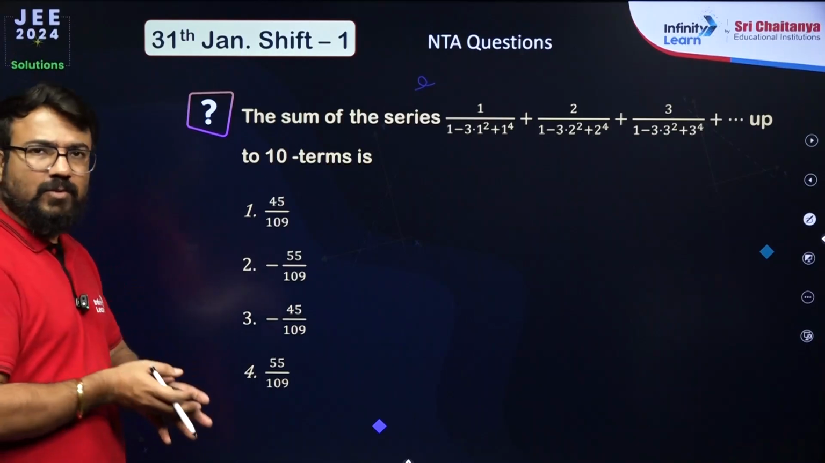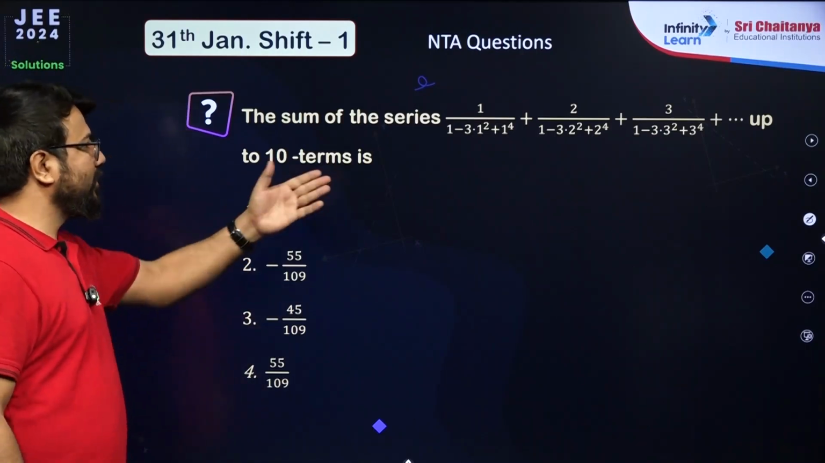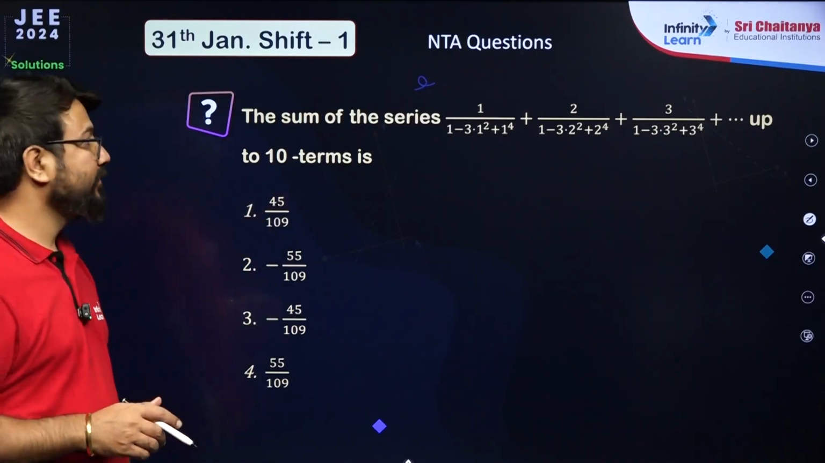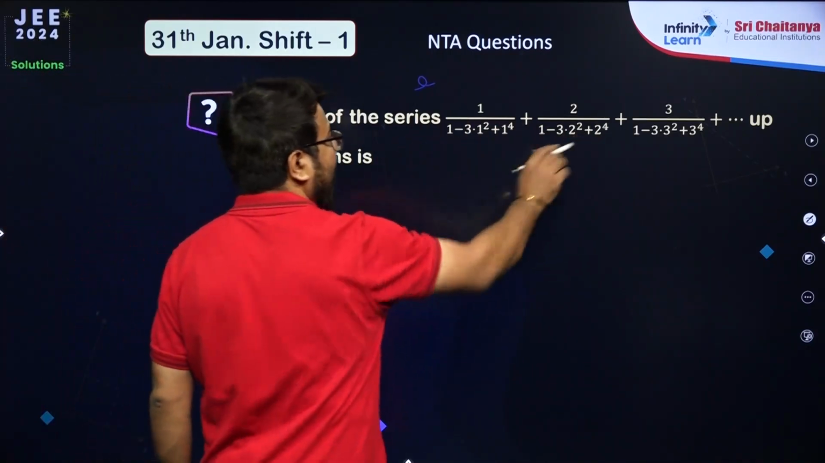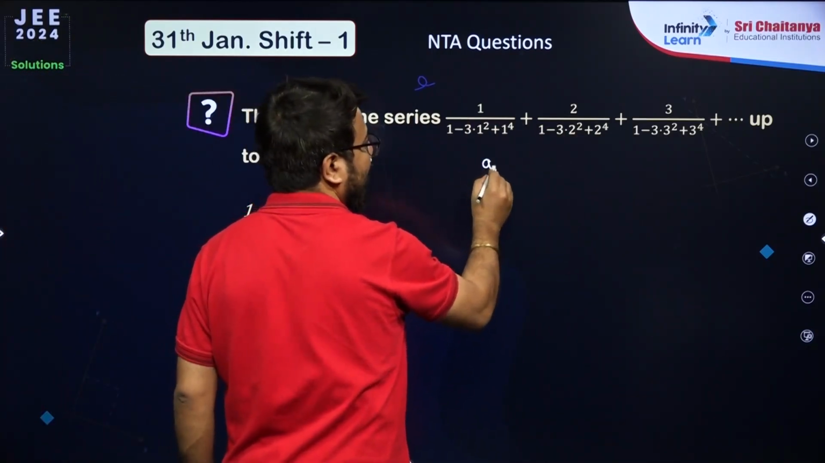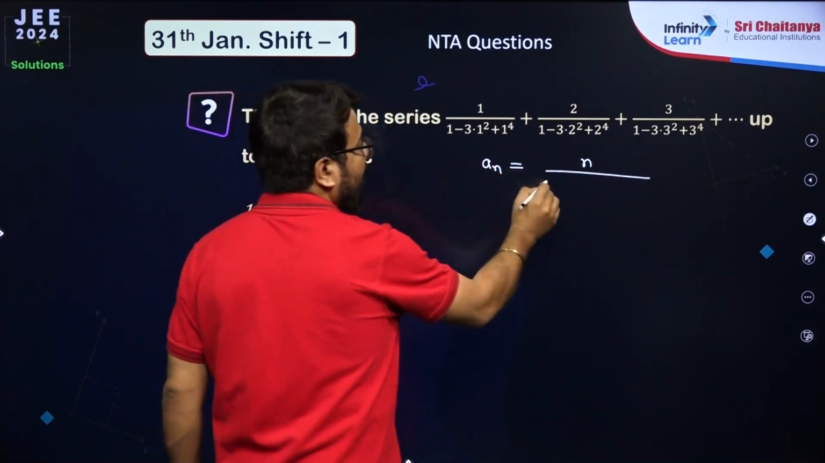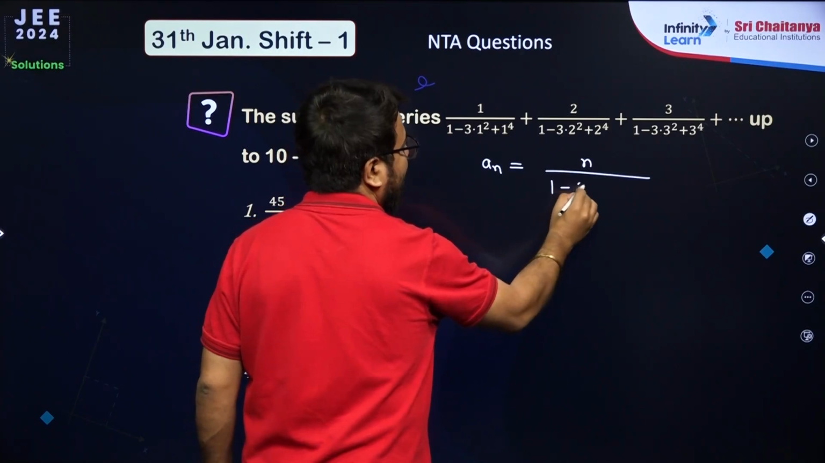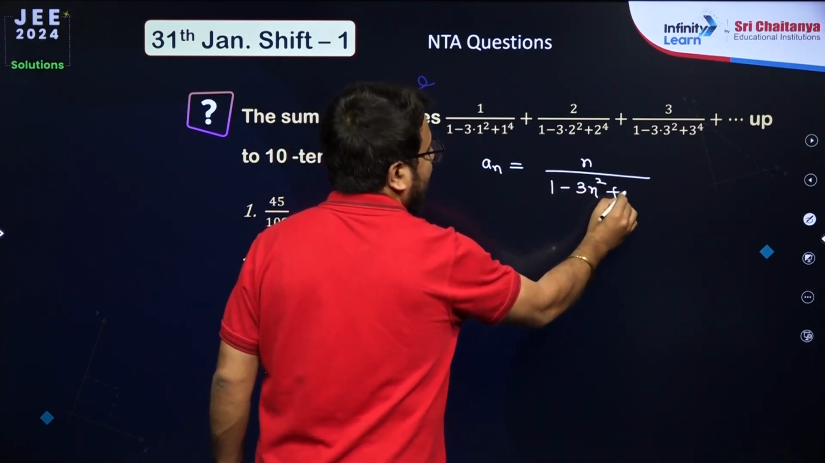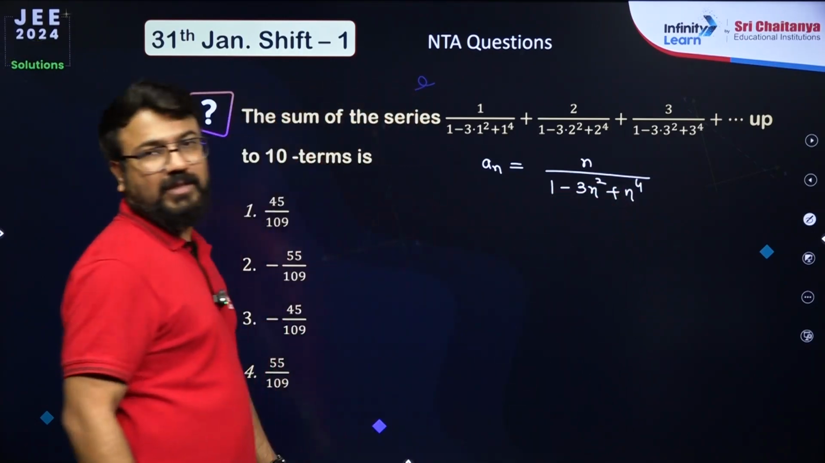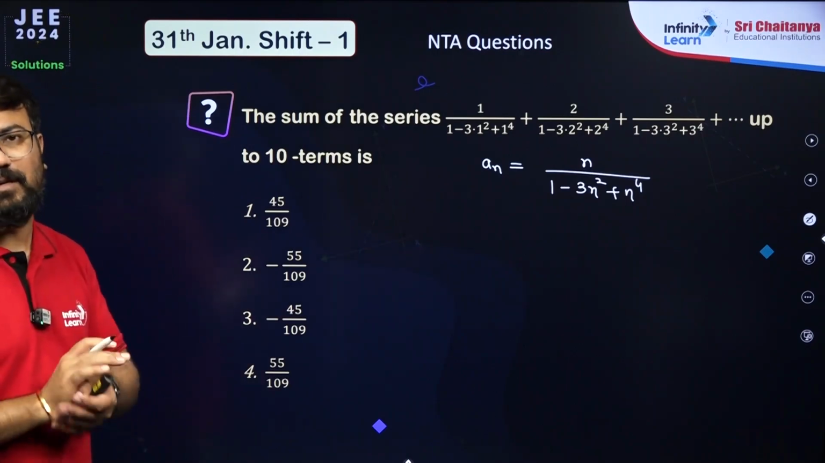Moving ahead to the next question, which is based on sequence and series. We need to get the sum of the series up to 10 terms. So on observing, if I am able to write the nth term, in the numerator it should be n. In the denominator it should be 1 minus 3n square, followed by n raised to the power 4. This is the nth term. This is the general term.